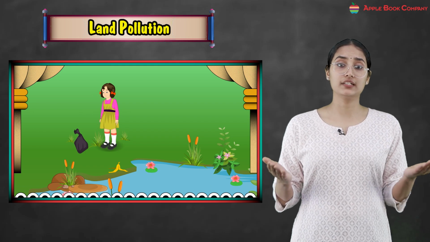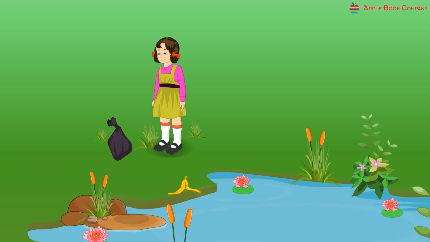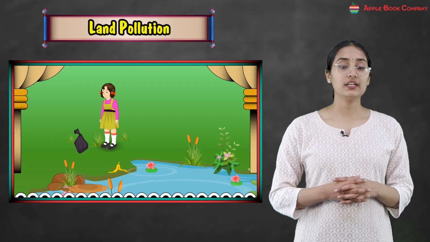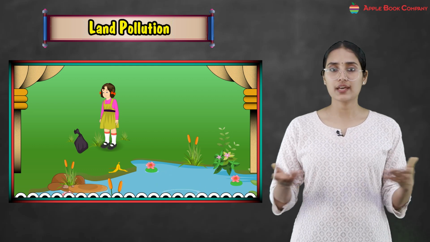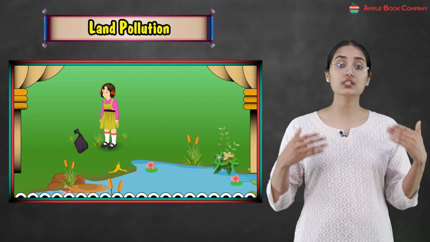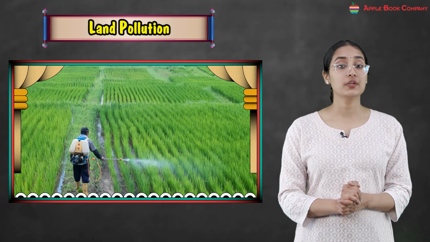Primarily the cause is littering, throwing trash like plastic bottles, wrappers and cans on the ground instead of in a bin, right? We tend to throw plastic bottles or waste here and there and not in the bin. This causes the land to become polluted.